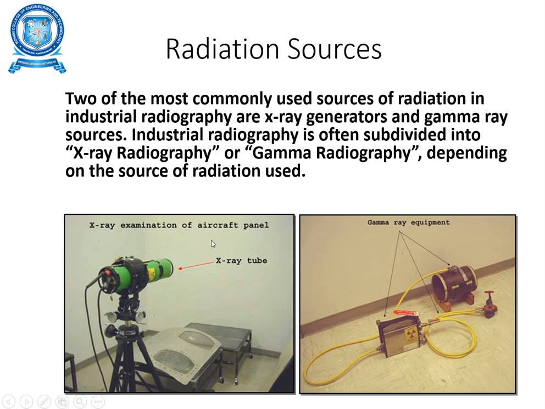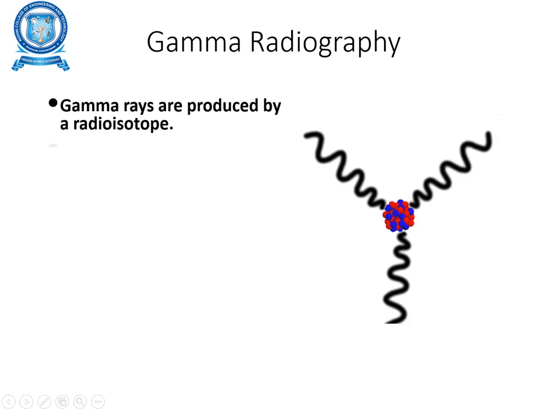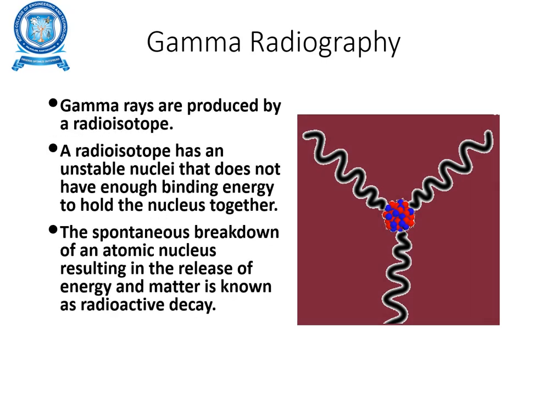So in the first figure you have this X-ray examination of aircraft panel, in which you have this X-ray tube, and the second one is the gamma ray equipment. So gamma radiography, this gamma rays are produced by radioactive isotopes.